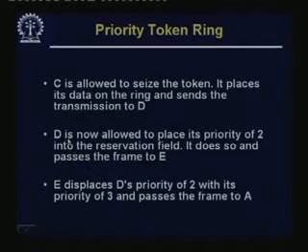Now, D is allowed to place its priority of 2, although C is sending, because C has already put its frame and D sees that the reservation field is reset. D can place its priority of 2 into the reservation field, it does so and passes the frame to E. E of course also wants to send. So, E displaces D's priority of 2 with its priority of 3 and passes the frame to A.